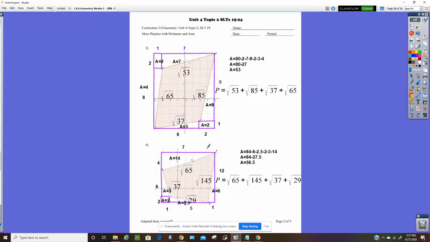12 times 7 is 84, and then I subtracted out the 4 triangles and the 1 small rectangle here, and ended up with 56.5. And then to find the sides of these right triangles, use Pythagoras again, and then add them together. On the check for understanding, you're going to put this on the calculator and find the approximate value for that.